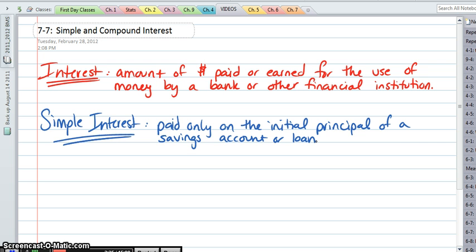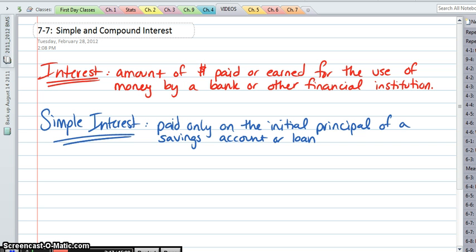Compound interest is what we're going to take a look at next, and that's where your money plus interest earns more money over time. But simple interest just focuses on the initial deposit. So if you put in $100, only $100 will earn interest over time over a certain number of years.